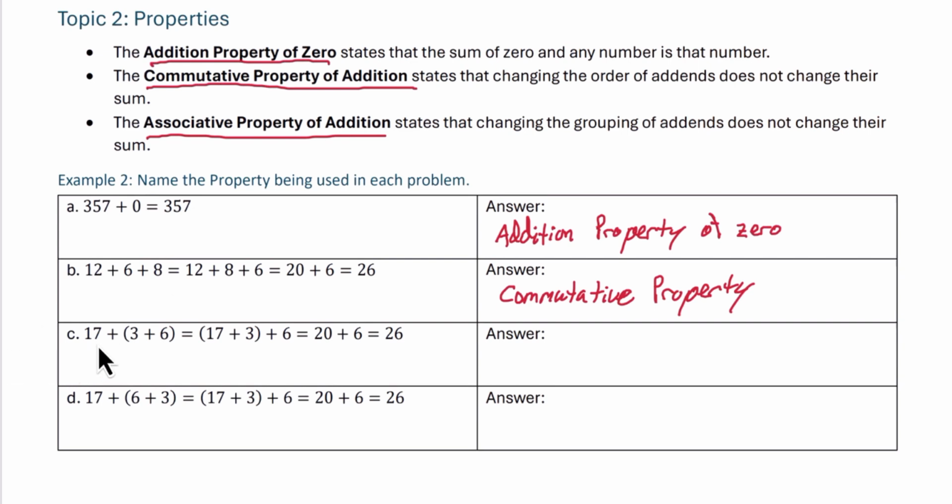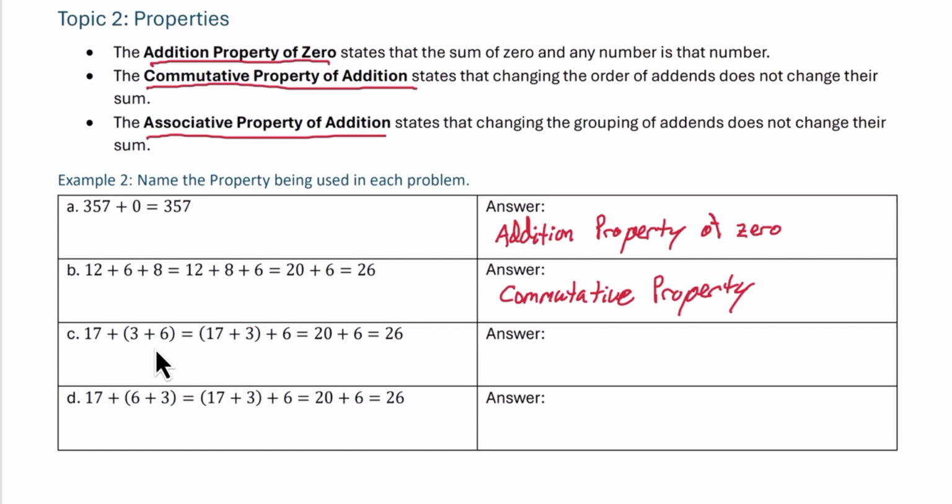In part C, we have 17 plus 3 plus 6 equals 17 plus 3 plus 6 equals 20 plus 6, which is 26. Notice the order of the numbers is not changing. We have 17, 3, and 6, 17, 3, and 6. This is not commutative because the order is not changing. The position of those numbers is not changing.